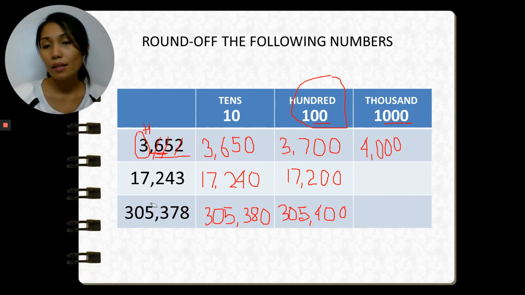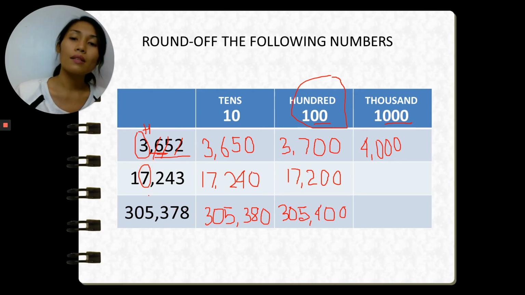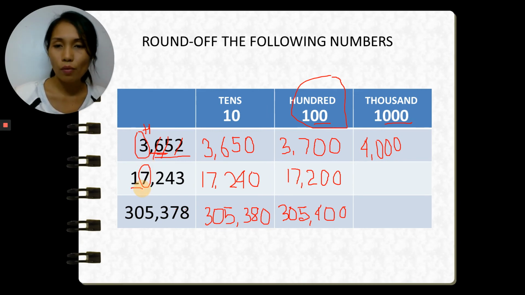Next number is 17,243. Okay, so where is 1,000 here? 1,000 place is 7. Okay, so we have 1 and 7. Before we write down 7, are we going to round up or down? Okay, the next digit is 2, so we will round down. So just copy 7 and then make all the digits after 7 0.